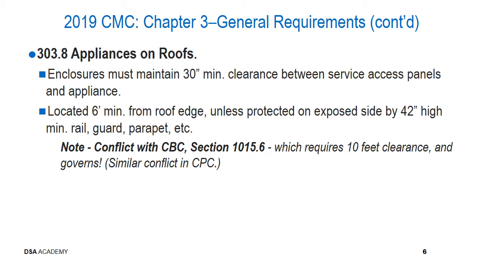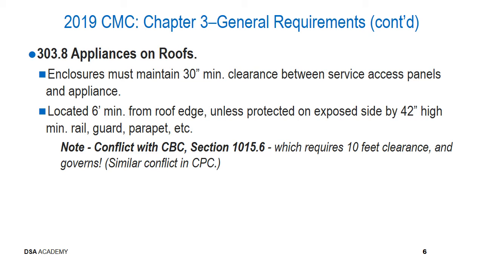The mechanical code stipulates that when equipment or appliances are located on the roof, that they must be protected by a 42-inch high minimum guardrail if the equipment is located within 6 feet of the roof edge. As we discussed previously in the plumbing code, this is a conflict.